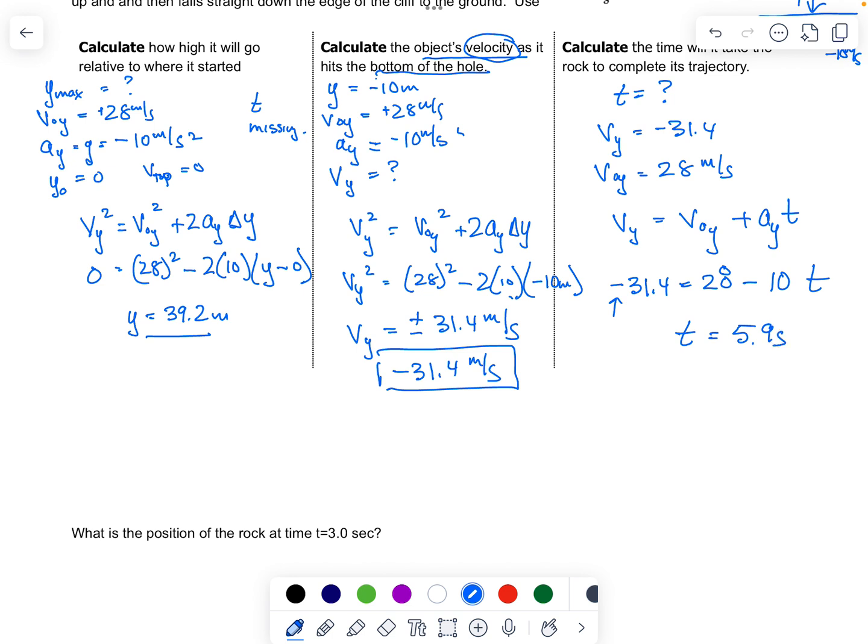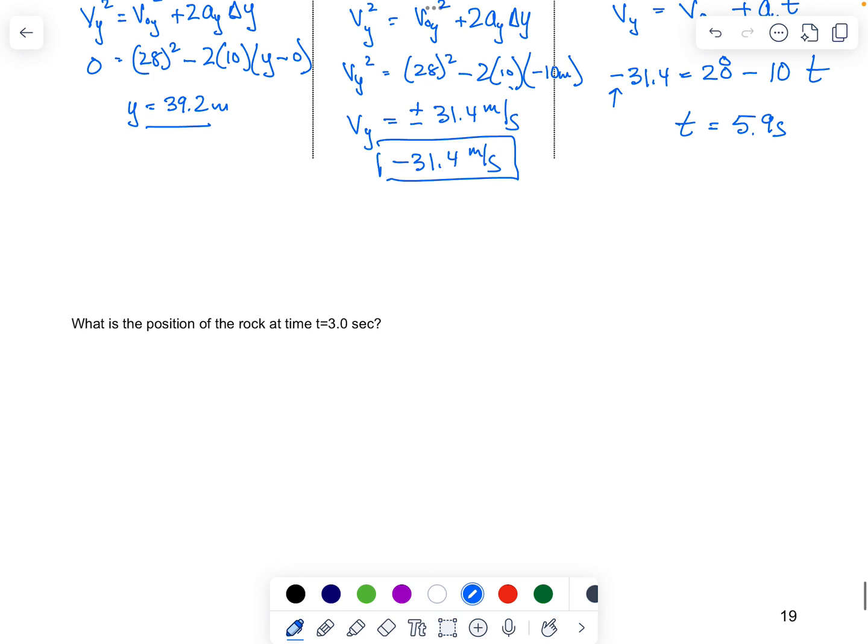Okay. All right. Final one. What is the position of the rock at time t equals 3 seconds? Again, I'm going to measure it relative to my origin, which was at the top of the cliff. So that's what I'm going to measure it relative to. So I'm going to be using my position equation, and I have time. And I know my acceleration in the y direction is going to be minus 10 meters per second squared.